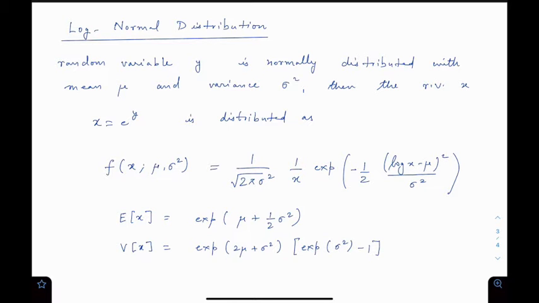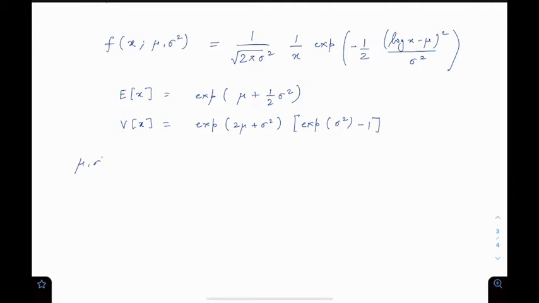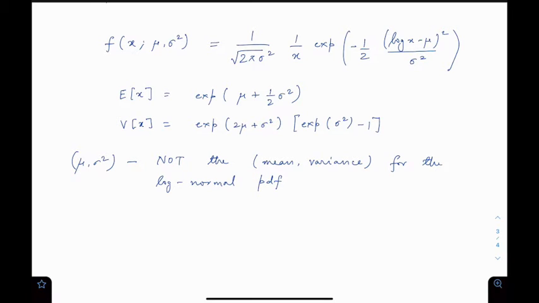Now it must be noted, for the log normal distribution, mu and sigma square are not the mean and variance for this PDF, even though these are the parameters in terms of which the mean and variance of the log normal distribution is computed.